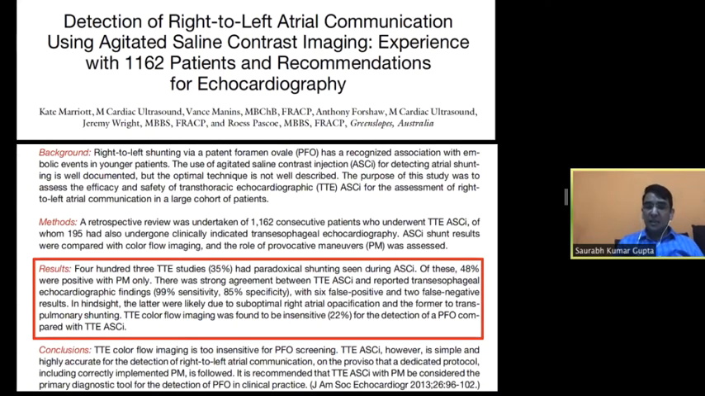Now, this is the largest study of saline contrast echocardiography on 1162 patients of patent foramen ovale, and look at what they say. 403, 35% of patients had some shunting on saline contrast echocardiography. Of these, 48% were positive only with provocative maneuvers. And they also went on to say that there was strong agreement between transthoracic and transesophageal echocardiographic findings. So the perception that TE may be better for PFO may not be as great as we generally think.